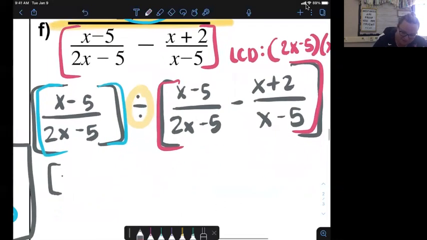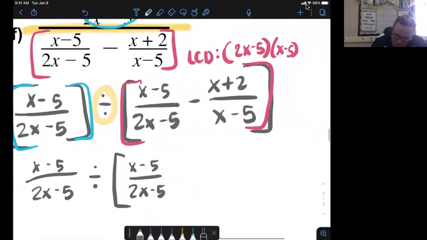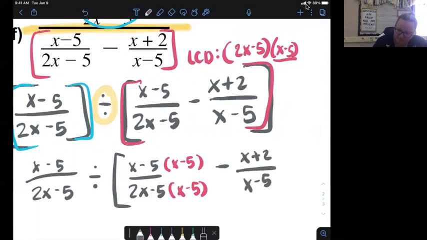So again, I'm just gonna leave this first fraction alone. I don't even need brackets around this thing anymore because there's nothing to simplify there. Divided by, and then I'm gonna have x minus 5 over 2x minus 5. That fraction is missing the x minus 5 component of our LCD. Then the second fraction is missing the 2x minus 5 of our LCD.